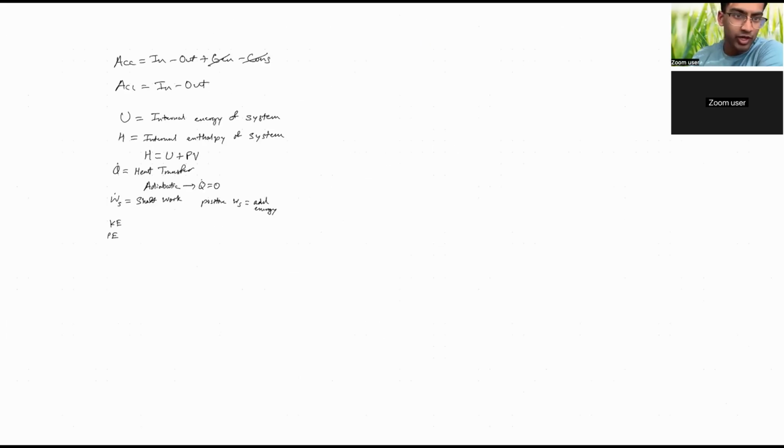And so now we can actually write the full energy balance, right? So we have accumulation, dU/dt, is equal to all the energy coming in. So this is Q plus shaft work in.